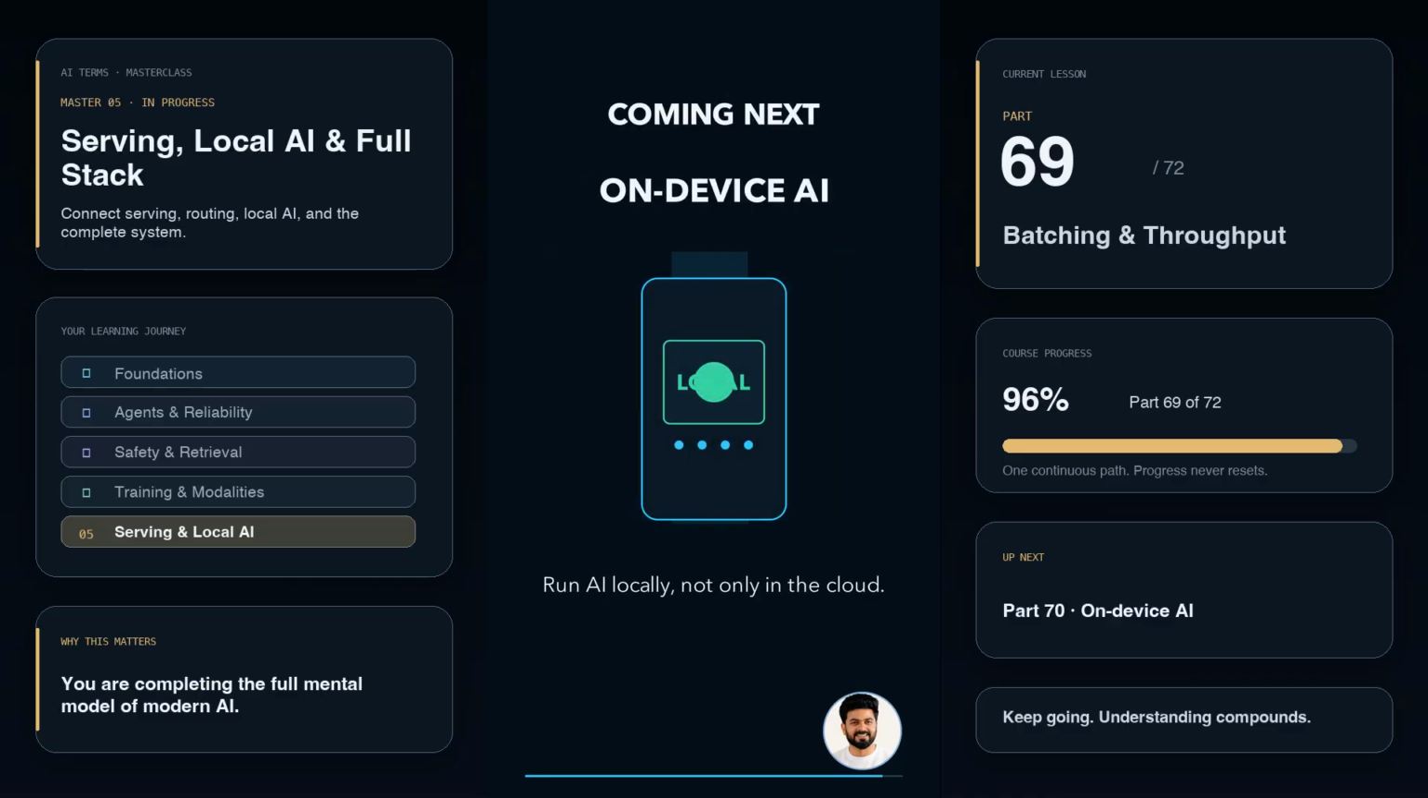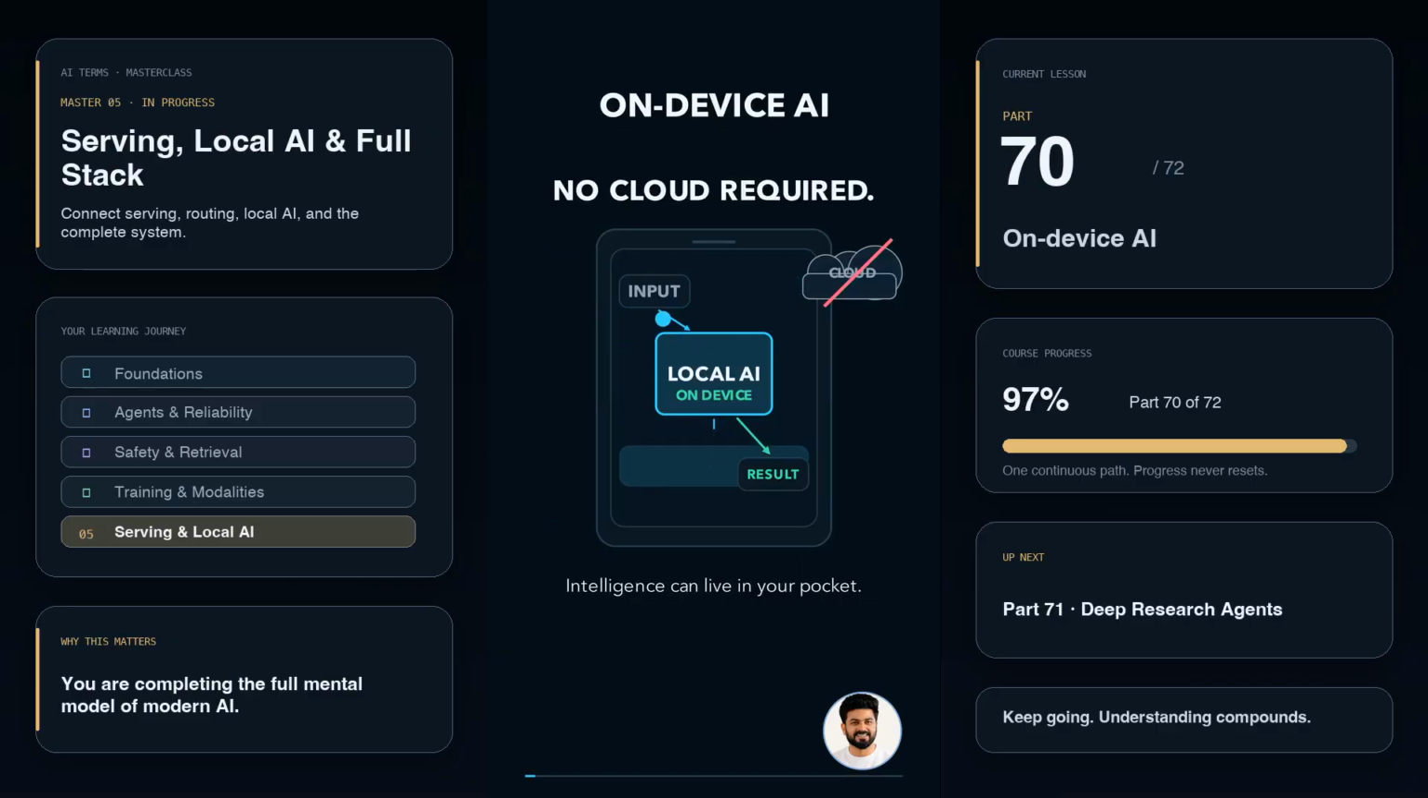Coming next, on-device AI, running AI locally instead of in the cloud. Your phone can run AI without sending every request to a cloud server. With on-device AI, a compact model lives directly on a phone, laptop, car, camera, or other edge device. Its data stays there too.